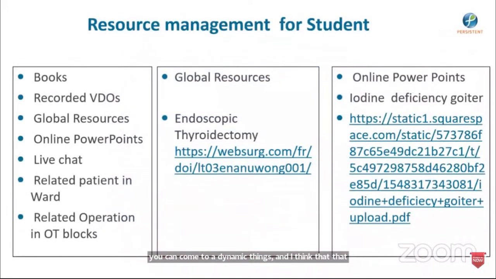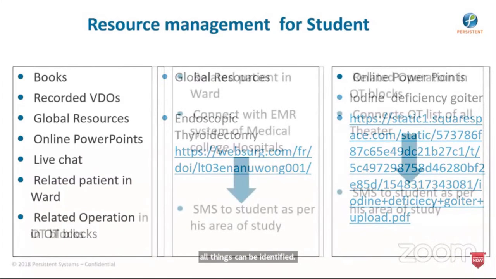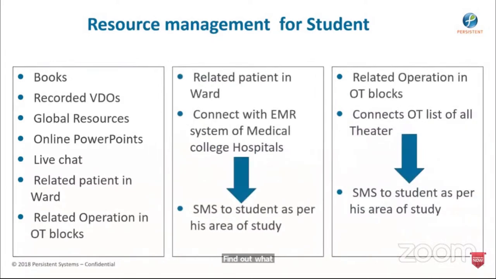Now, it can help with resource management for the student, so that all those global resources can be identified and we can find out what the student needs. And then it could be connected with the EHR/EMR system to guide the student. Let us say somebody is reading about endocrine. Which patient is there, which theater is operating, this whole thing can help with the AI system to give better training of students.